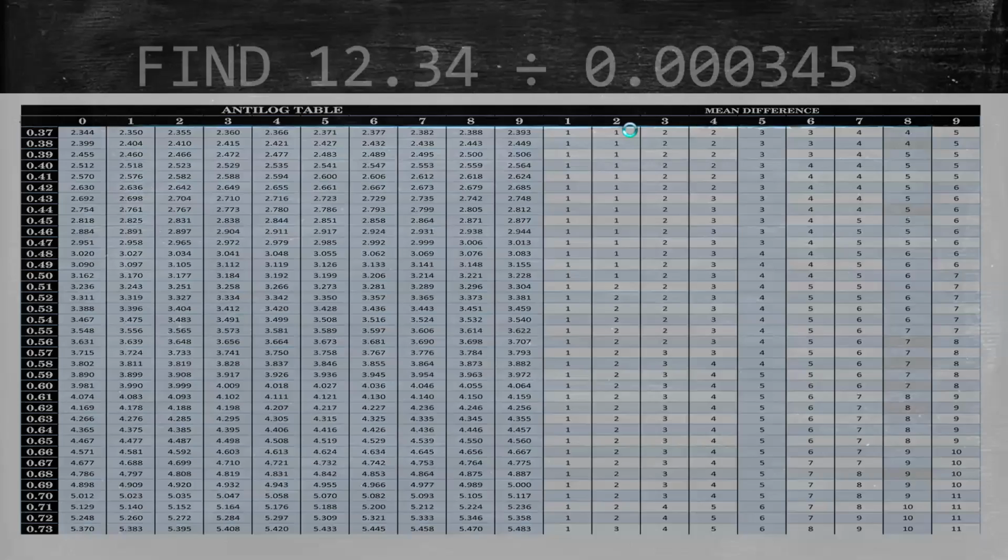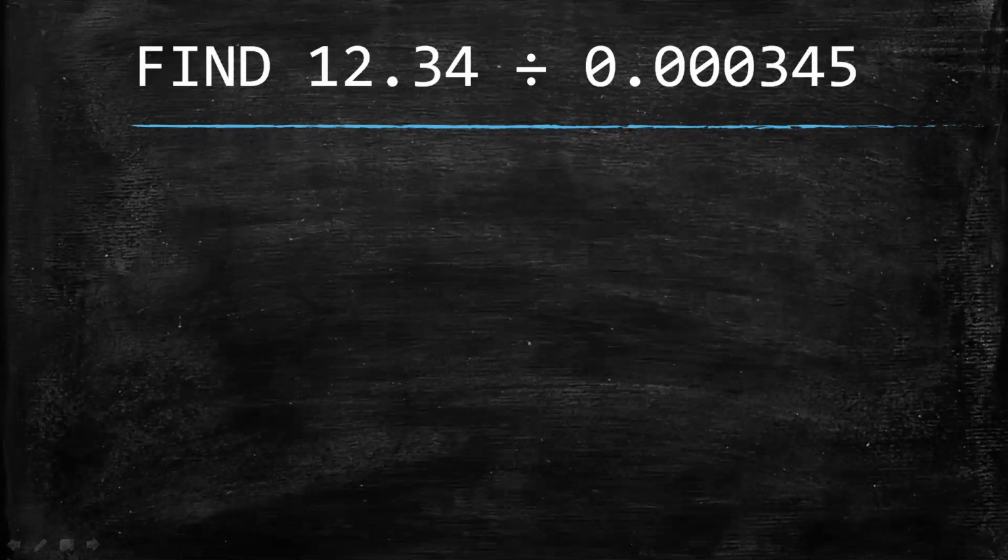I'll show you an example of division. If you want to find out 12.34 divided by 0.00345, you will take so much time using traditional method, right? So we can take log of a by b is what? Log a minus log b, which means you can write here as log of 12.34.